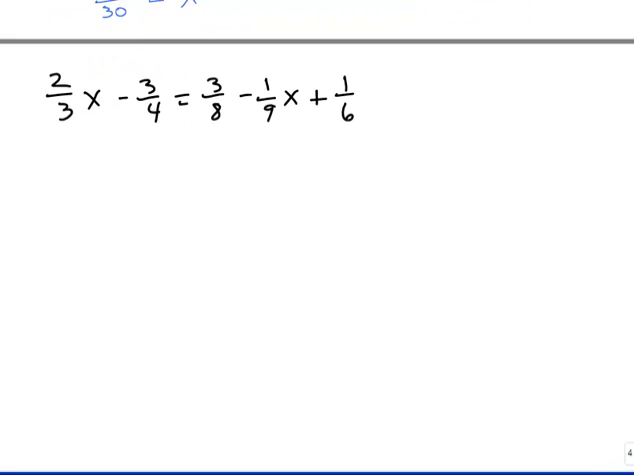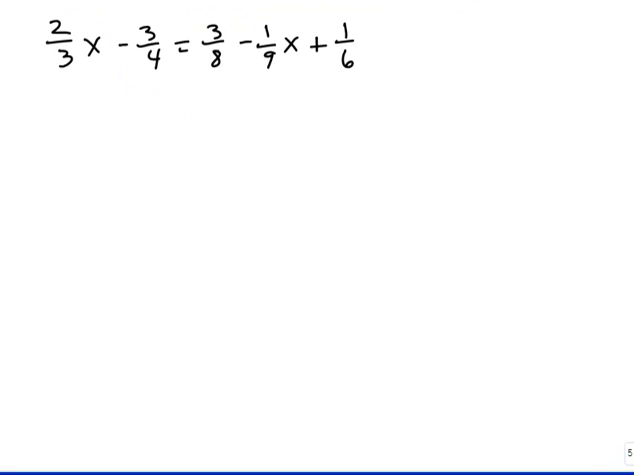Okay, let's go ahead and move on to this next example, which has a lot of fractions in it. So when we look at this, our first goal is to try and clear out all those fractions, all those denominators. And in order to do that most efficiently, we're going to try to find out what the least common denominator is. So look at the denominators that we have to begin with. We have 3, 4, 8, 9, and 6.